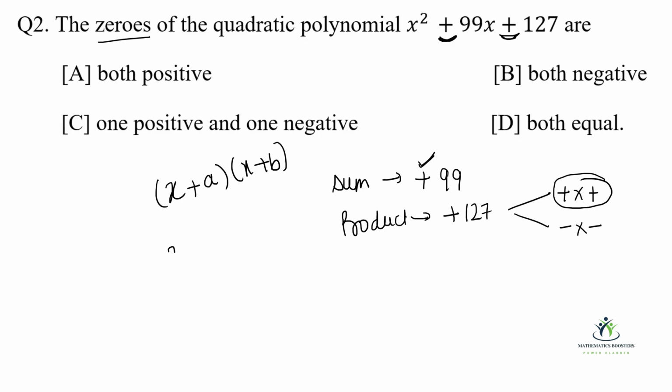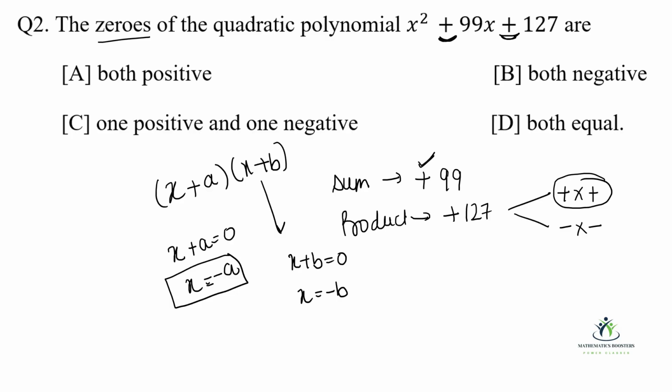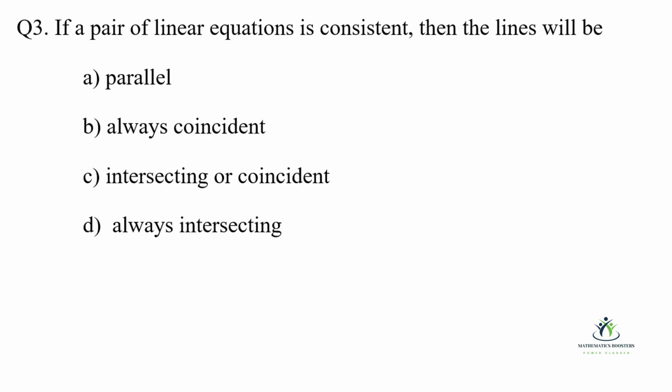If you further solve it, it will be x plus a is equal to 0. So result will be negative, and here same process, x plus b is equal to 0, x is equal to negative b. So both negative. Next, pair of linear equation is consistent. So direct question, it will be intersecting and coincident.